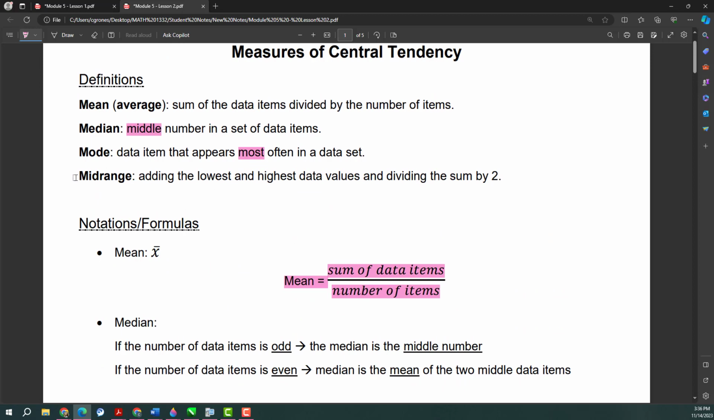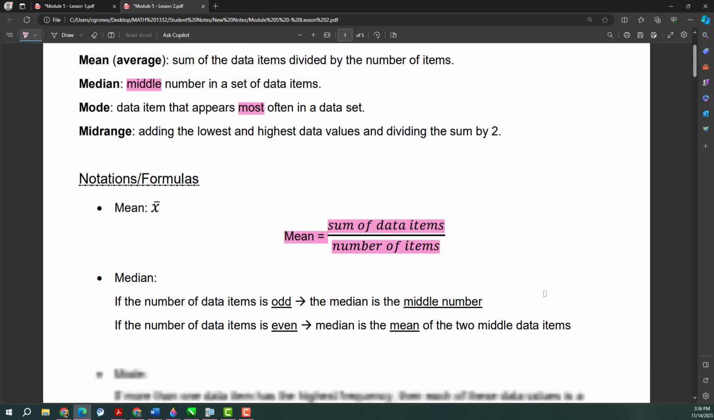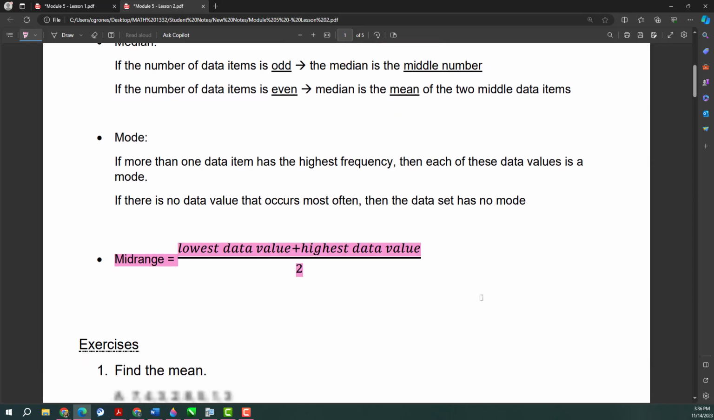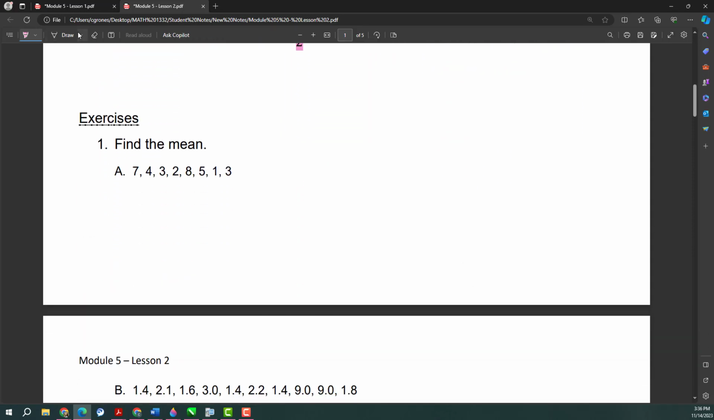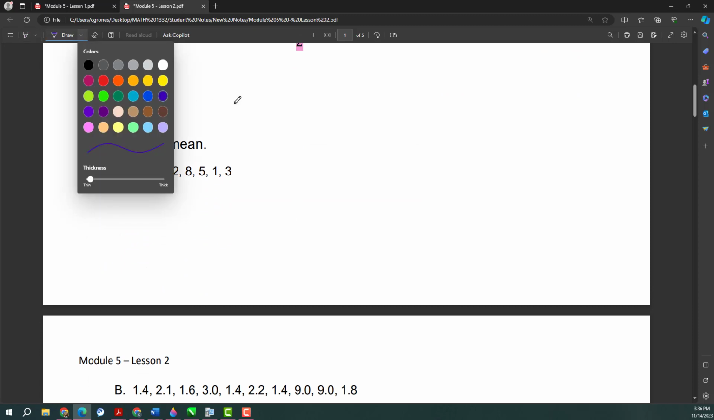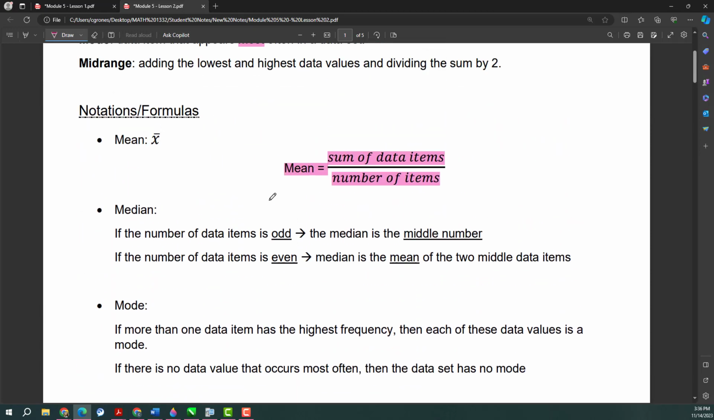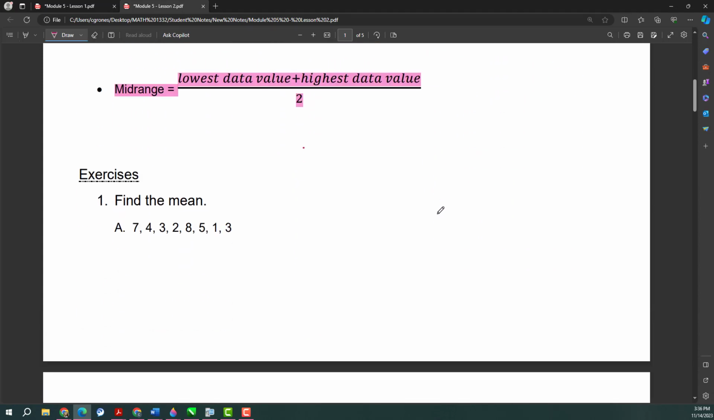And then the last one is mid-range. We find the mid-range by taking the lowest data value plus the highest data value and dividing by 2. So our exercises. Number 1, we are going to find the mean. So our mean, or our average, we're going to take the sum of our data items and divide by the number of items. So we have 7, 4, 3, 2.